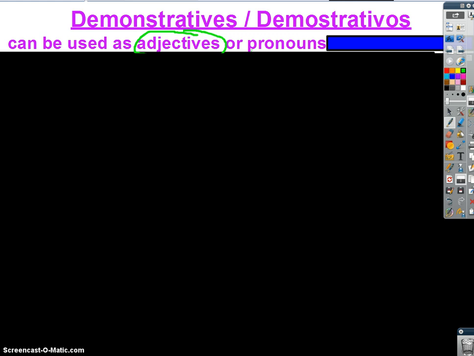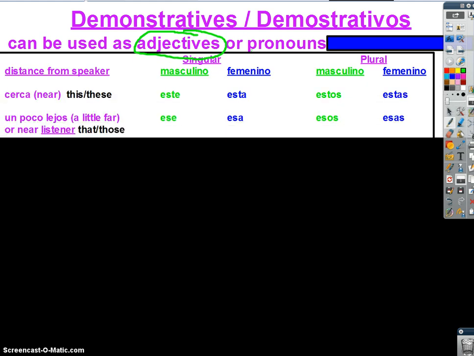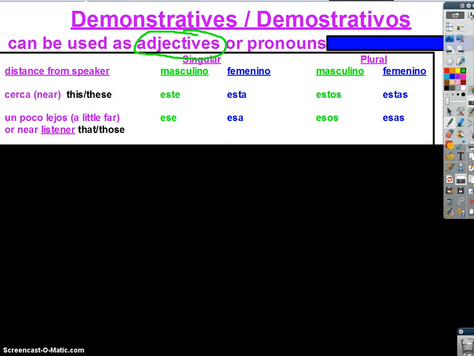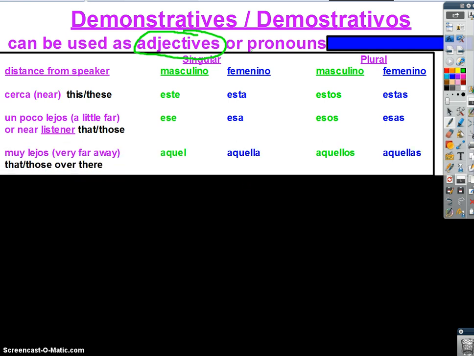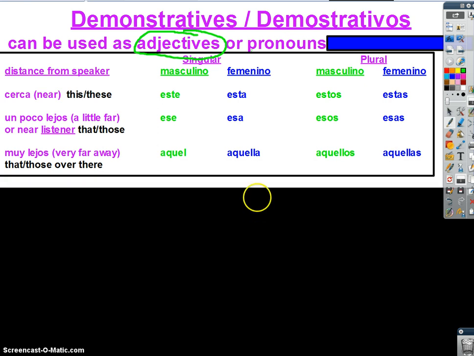Alright, so you guys, luckily, already know a lot of demonstratives. You know how to say this and these and that and those, and you guys know that they are these words here. But what you don't know is how to say or refer to something that's far away from both the listener and the speaker, and those are these words here. So I need you guys to carefully, nicely, neatly, in the same way that I have it, copy down this chart as I explain it to you.